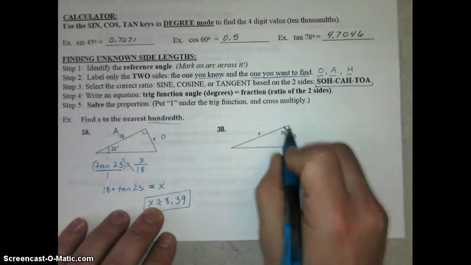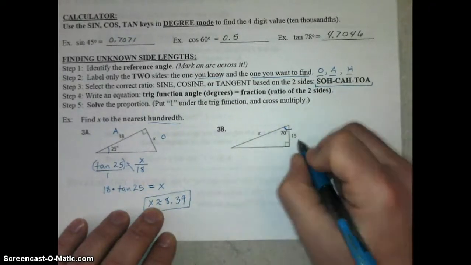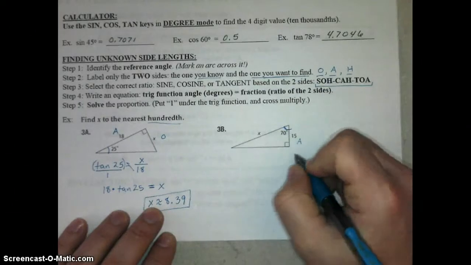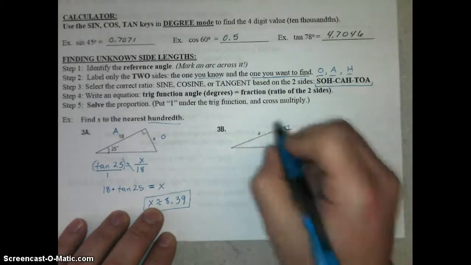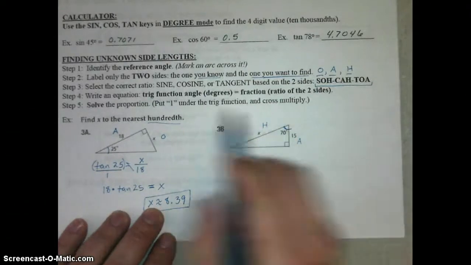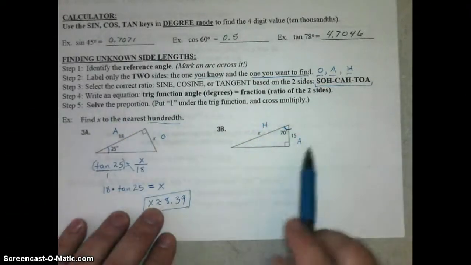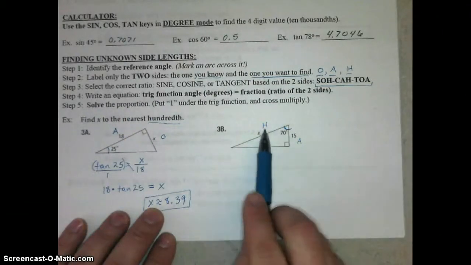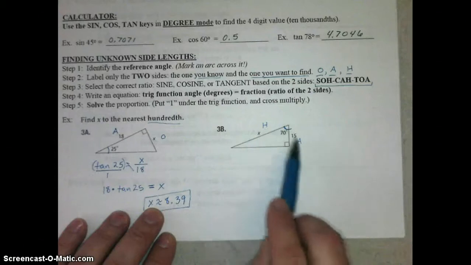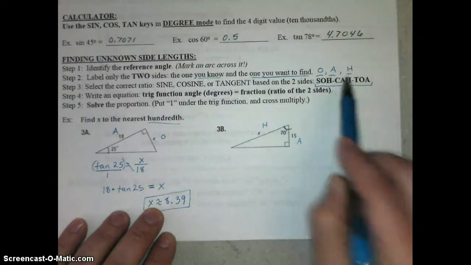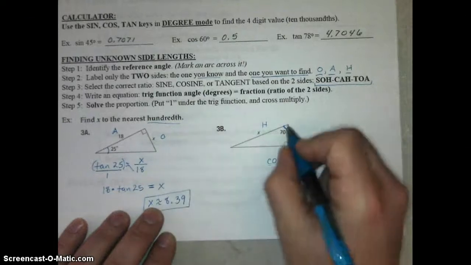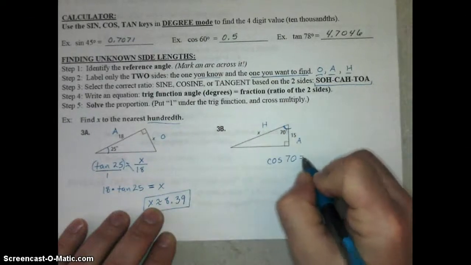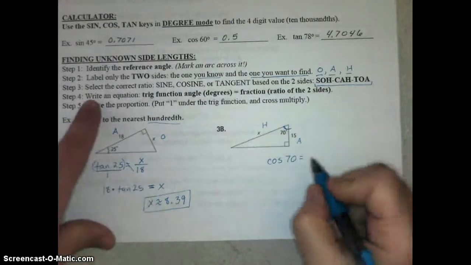We are given this leg, which is right next to the 70-degree angle, so it is an adjacent leg. And we are trying to find the value of x, which is across from the 90-degree angle, so that is our hypotenuse. Now I want to select the correct trig ratio. If I'm using the adjacent leg to find the hypotenuse, I'm using A and H, I'm going to use cosine.